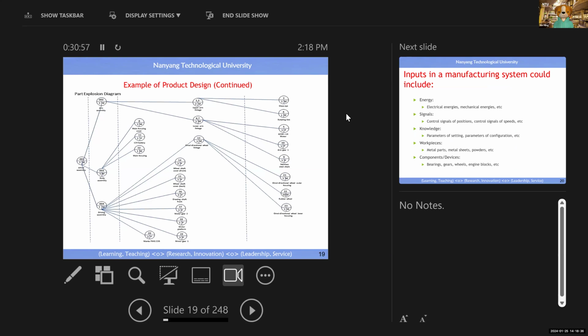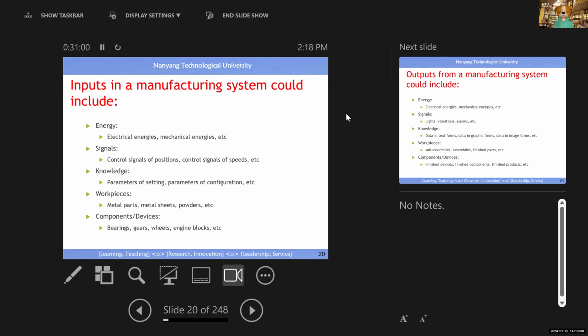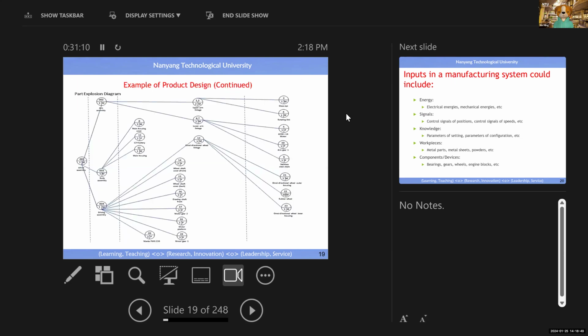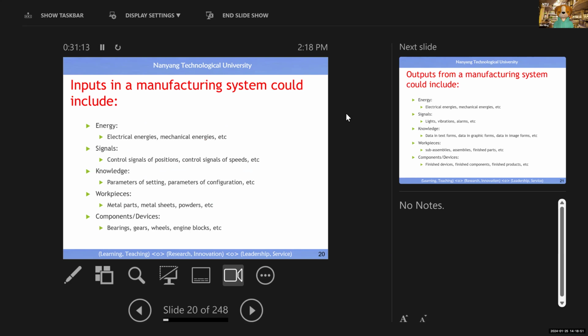Okay, and then you may want to know what should be the input to the manufacturing system, right? Just now you saw, okay, you have all the part drawings. So part drawing should be one type of input, but this input is not good enough. You still need to spend energy. You must also have certain knowledge about the process which you are going to operate in order to produce all the design, the workpiece.